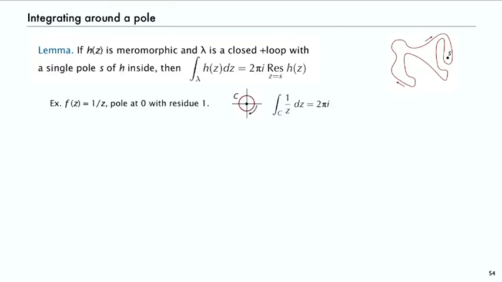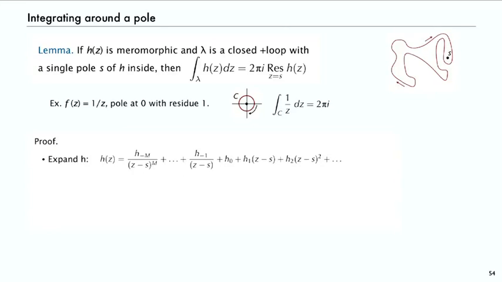So, for example, if f of z is 1 over z, then that's got a pole at 0, and the residue is 1. That's the coefficient of 1 over z. And we saw that the integral of 1 over z dz is just 2 pi i, just using polar coordinates. And so that's an easy example. And let's look at a more complicated example.